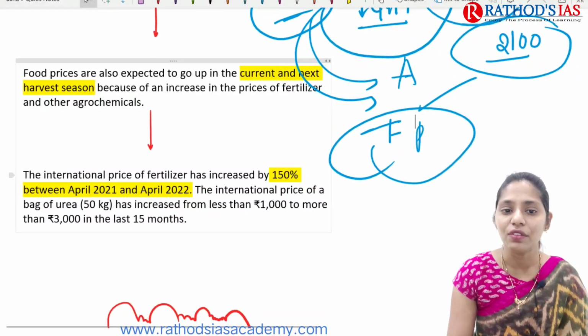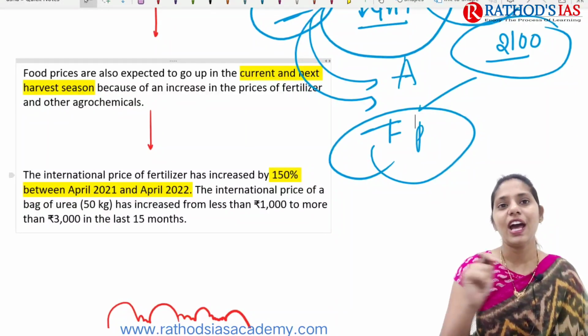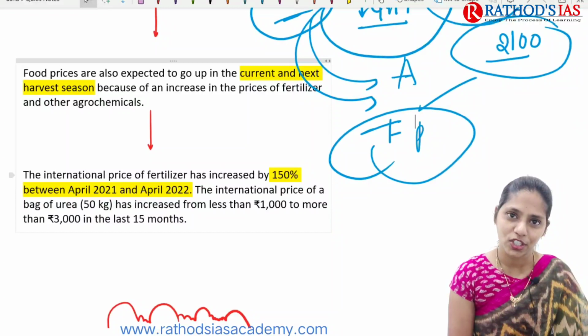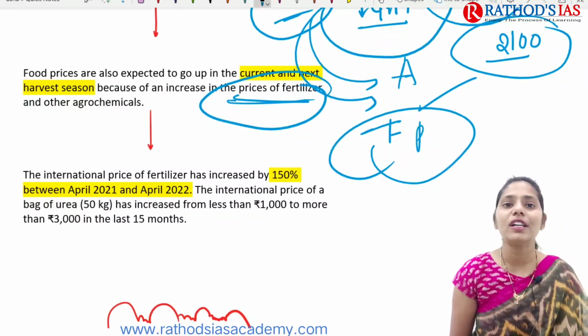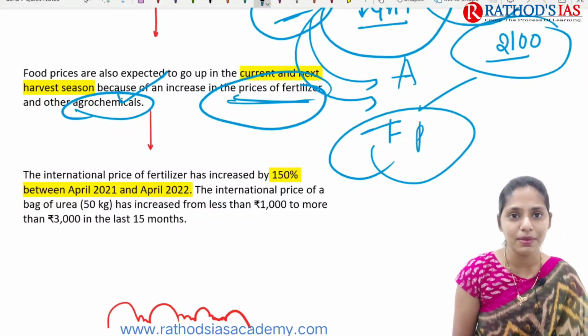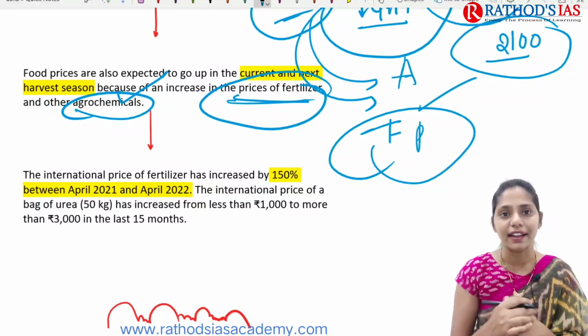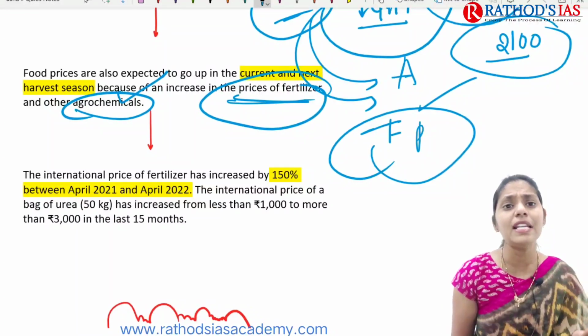Next, food prices are also expected to go up in the current as well as the next harvest season, because one more problem has come into the picture: the price of fertilizer, and even other agrochemicals, the chemicals mainly used in our agriculture, for example insecticide.